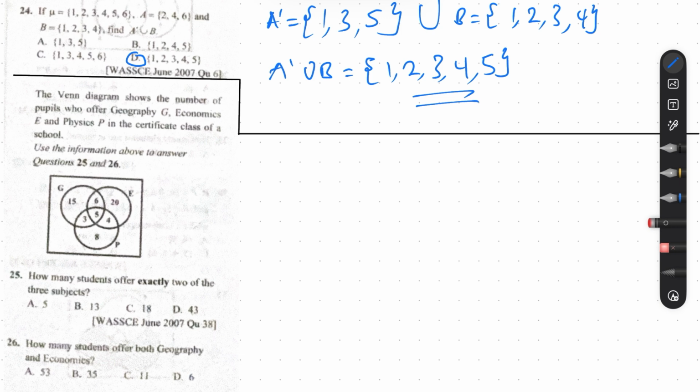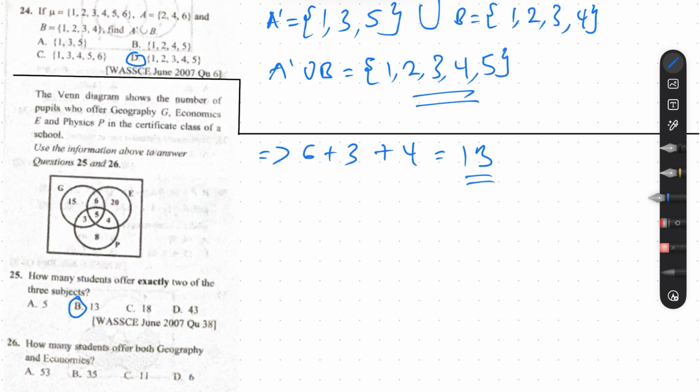So what we need to do is to add all those values: 6, 3, and 4. Then we find our answer. So that will be 6 plus 3 plus 4. That will give us what? 13. So that is our answer. 13 is B. Let's move on to question number 26.